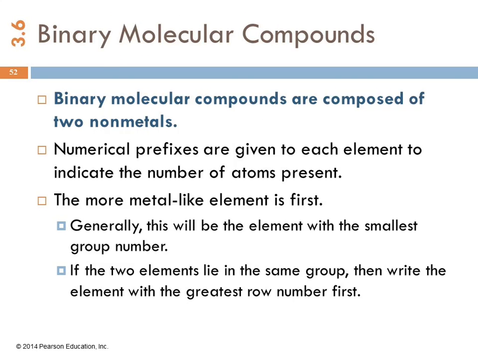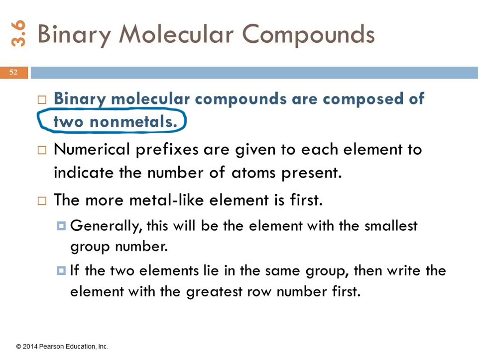Well, we are going to name binary molecular compounds. So binary, 2, molecular, nonmetals. This system of naming tends to be the favorite of students, and they want to apply it to everything, and you can't do that. So you can only use this for nonmetals. If you have a metal and a nonmetal, can't use it. You've got 3 nonmetals, can't use it. 2. We use numerical prefixes to tell us how many of each.